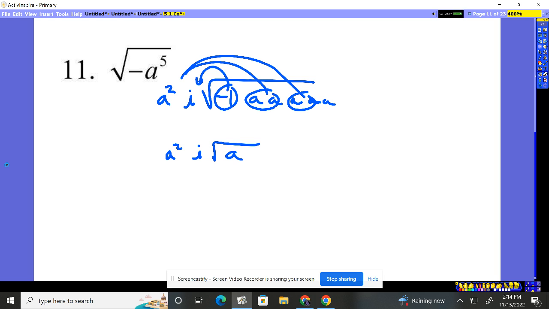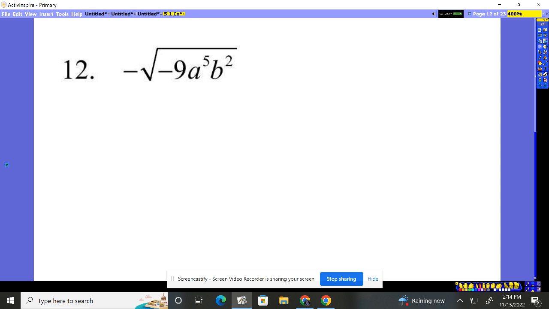Now, some textbooks prefer this written like this, and then an i outside. I'm fine with this right here. It's the way I'm going to write it. So you can write it that way too.